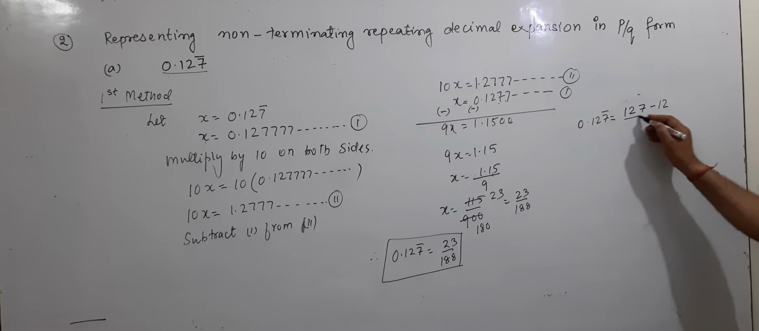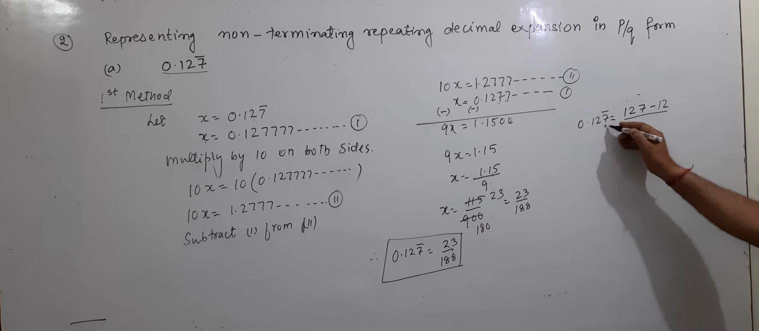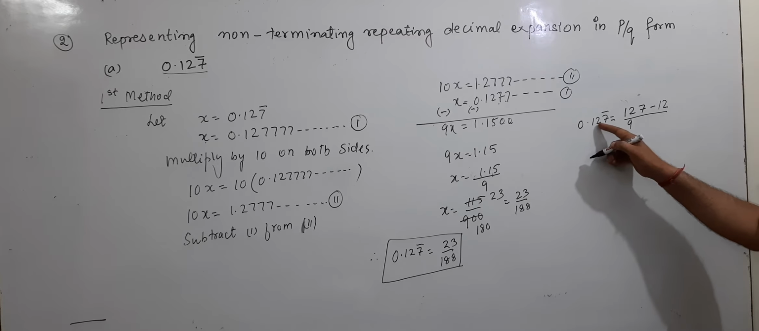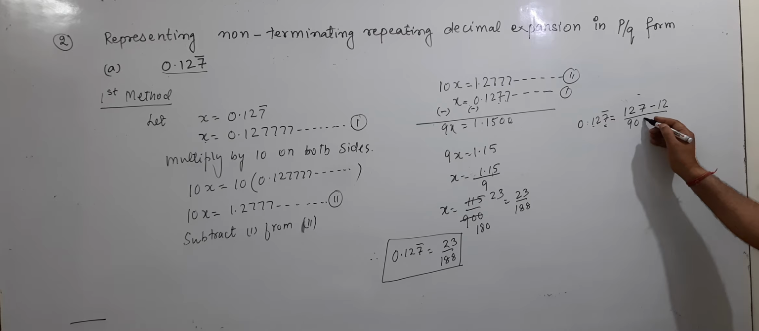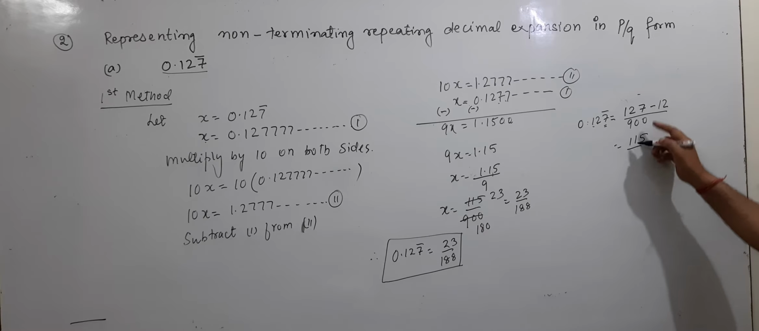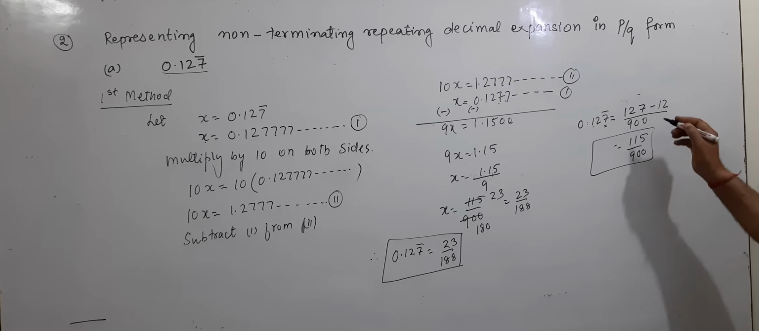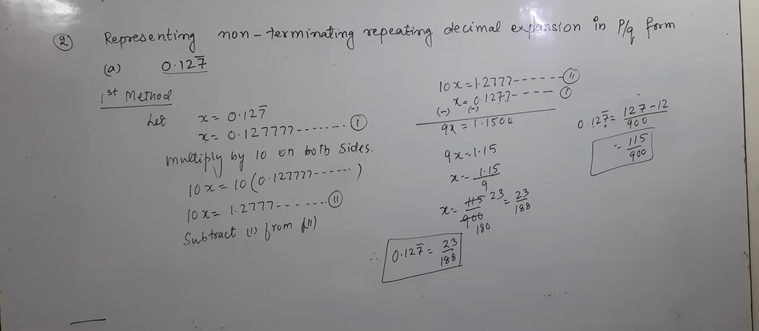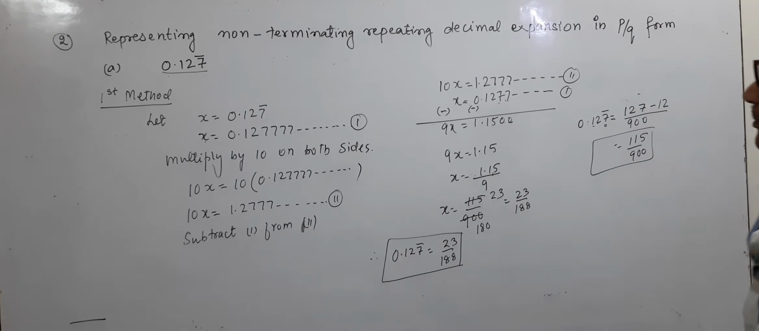Upon how many digits are repeated? 9 is repeated, so 9, and after the decimal, the digits that are not repeated give 0 and 0. This will be 115 upon 900. This is the direct method to find out the p by q form. Is it clear?